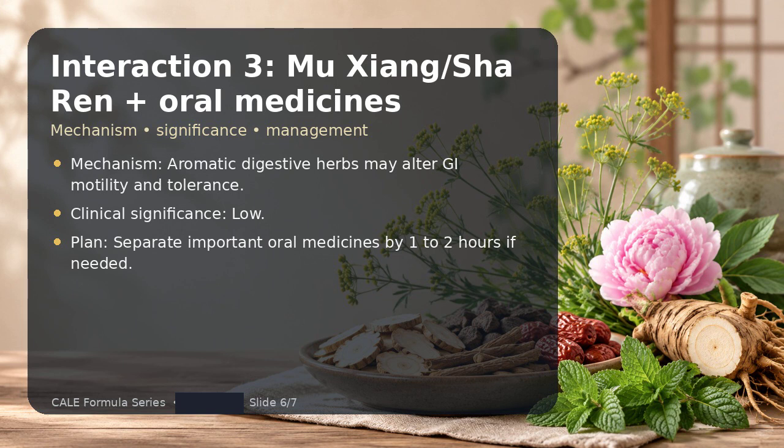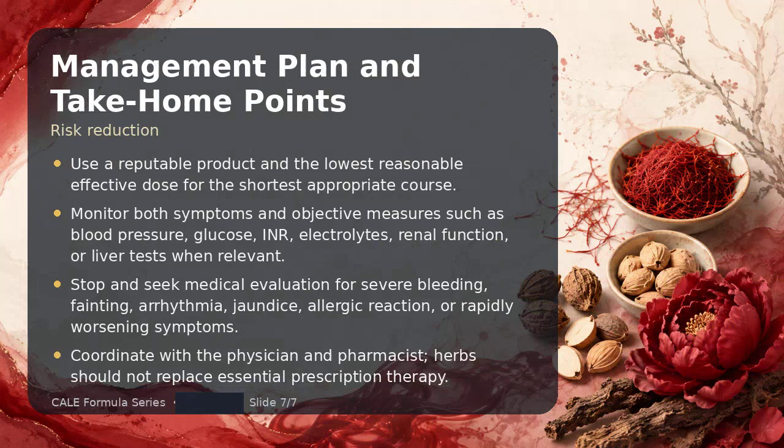I would explain to the patient that evidence quality varies across herbs, formulations, and studies. For that reason, I prefer conservative dosing, a reputable product, and close attention to symptoms and objective monitoring when appropriate. In conclusion, Xiang Sha Liu Jun Zi Tang may be reasonable when the patient truly matches the pattern of spleen Qi deficiency with damp and Qi stagnation causing bloating, belching, and poor appetite.